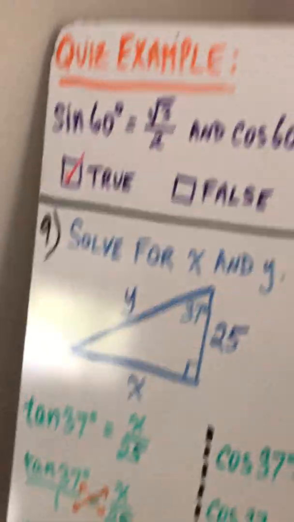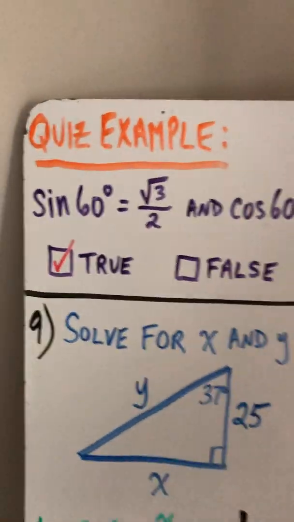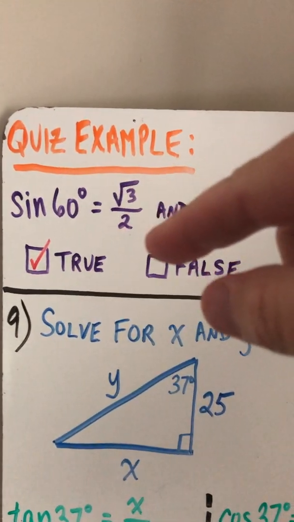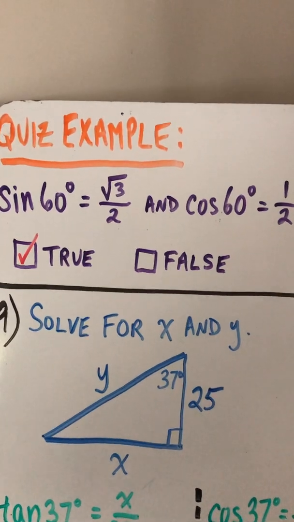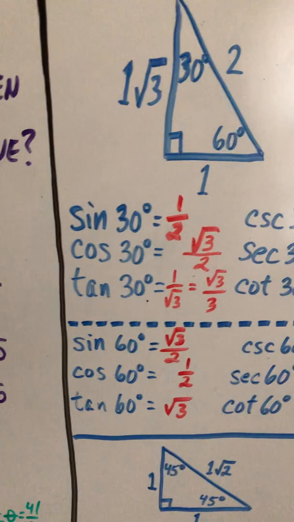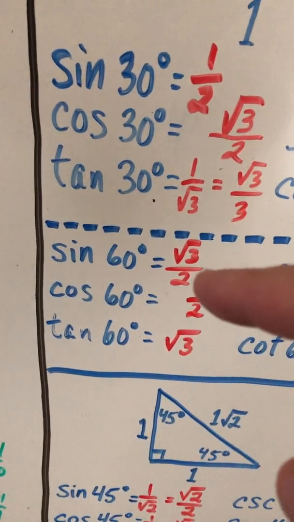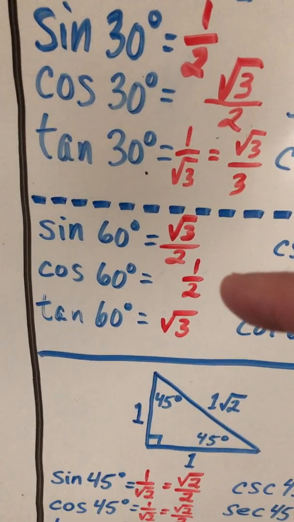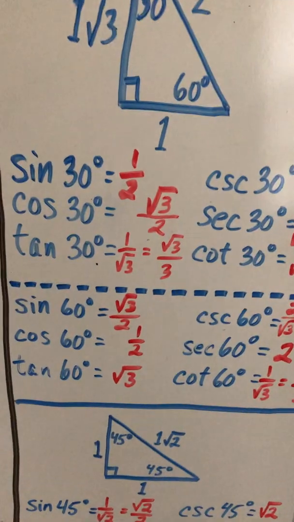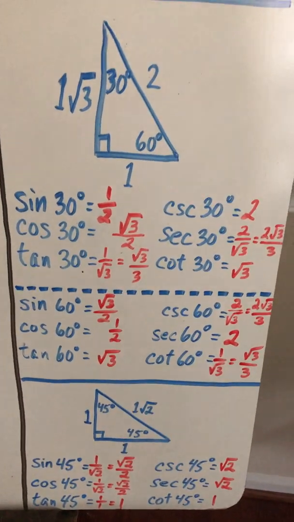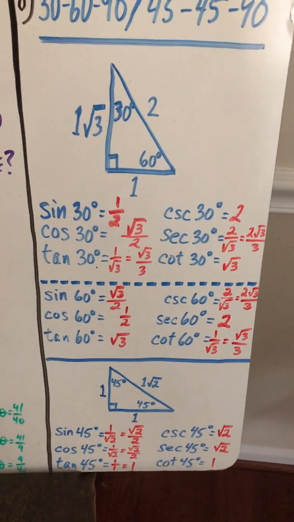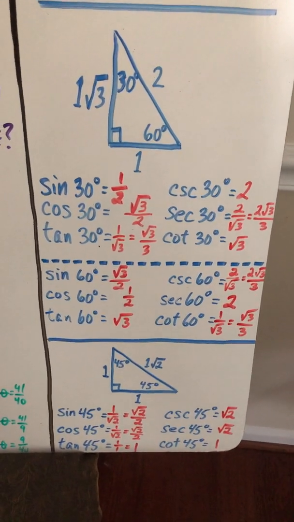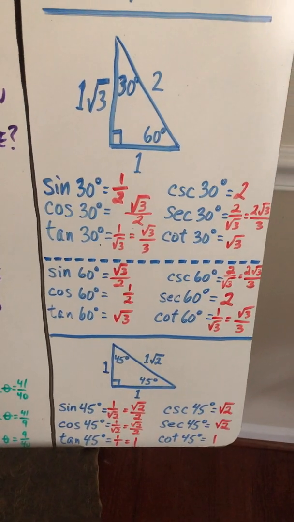Now, a quiz example. Sine of 60 is square root of 3 over 2, and cosine of 60 is 1/2. Well, that's true. Why? Because, here we go. Sine of 60 is square root of 3 over 2. Cosine of 60 is 1/2. All right? So maybe even write these down for yourself. If you write all of these down for yourself, you will be set for that quiz problem, okay?